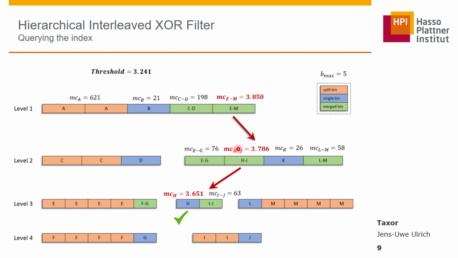Then we go to the next level and query the interleaved XOR filter representing genomes E to M. Then we recognize that only the XOR filter for genomes H to J shows the minimum number of k-mer matches with the read, and thus we have to query the appropriate filter on the third level, which finally results in a match between reference genome H and our given nanopore read.